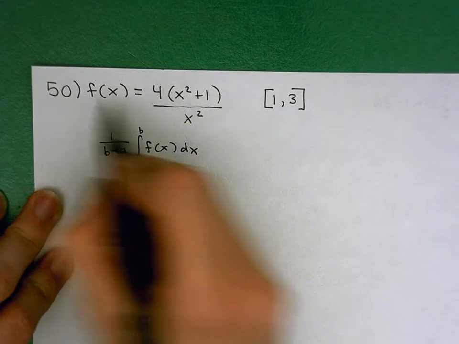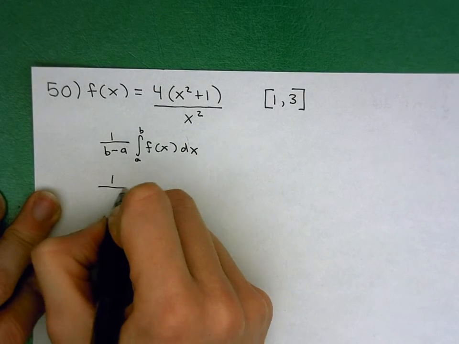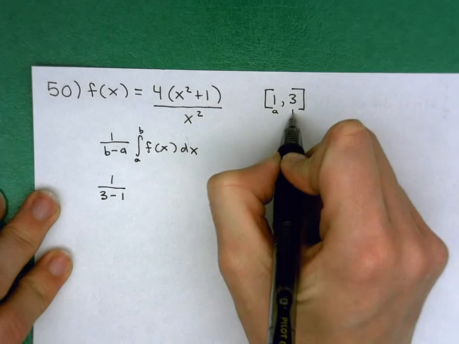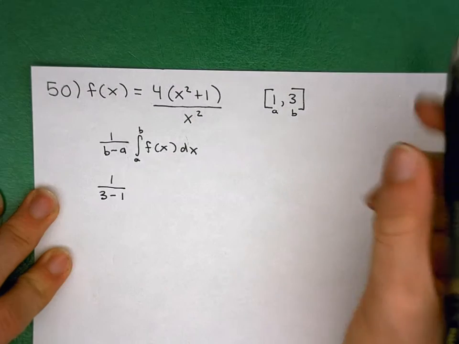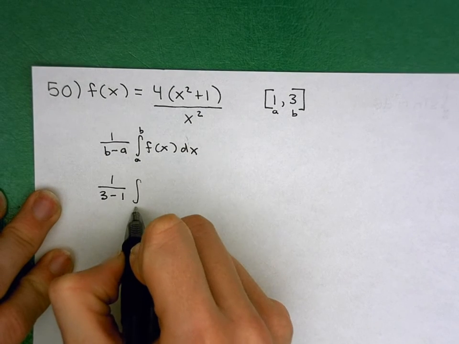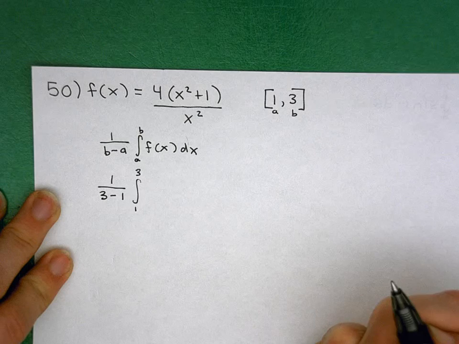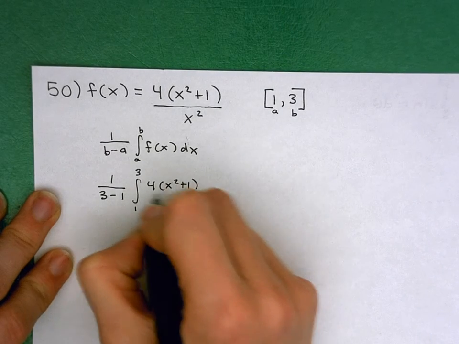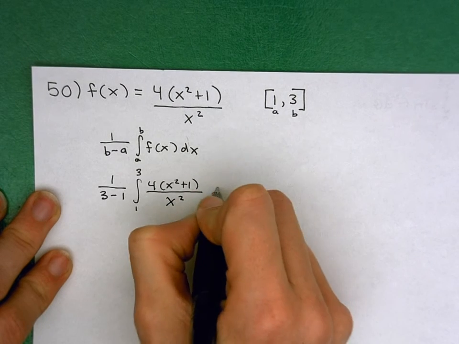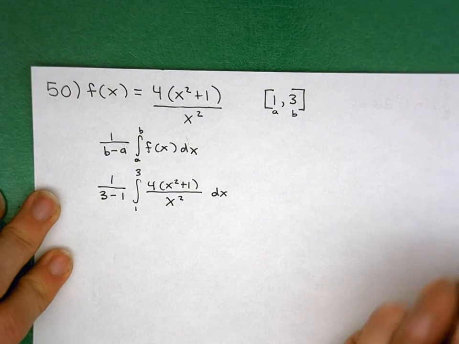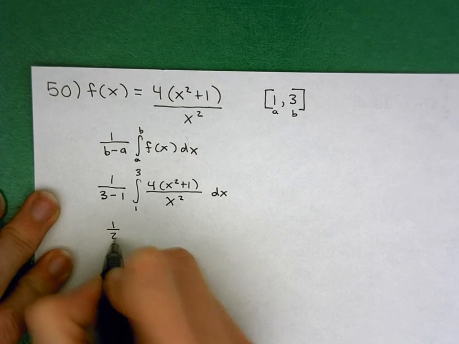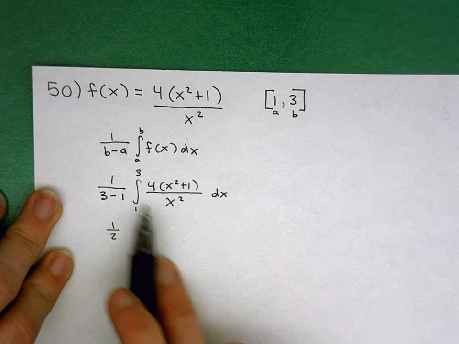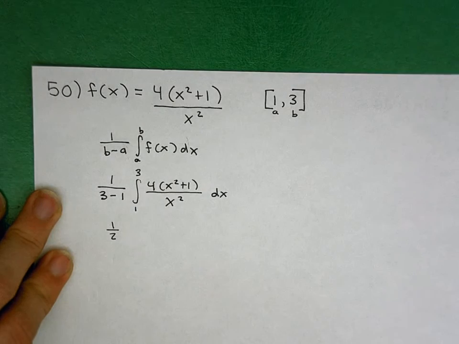Okay, so here we go. We have our function and our interval. We have the 1 over b minus a. This is my a, and this is my b in this equation. And then we have the integral from a to b of my function. Okay. And so then this fraction out front, which is 1/2, it's just going to hang out while we continue to work with our integral here, while we evaluate it using the fundamental theorem of calculus.